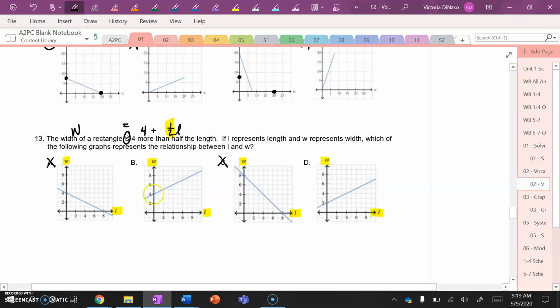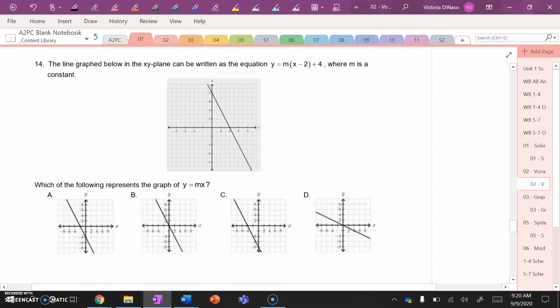So what I'm going to do is I'm going to choose a point. So I'm going to use 0, 4. I'm going to input 0 for L and 4 for W into the equation that we created. And we'll get 4 equals 4, which is perfect. Therefore, my letter choice is B.